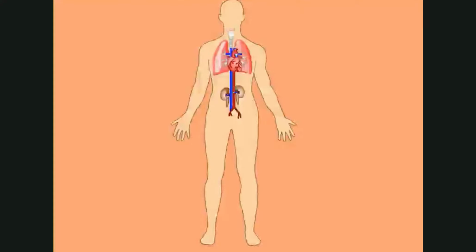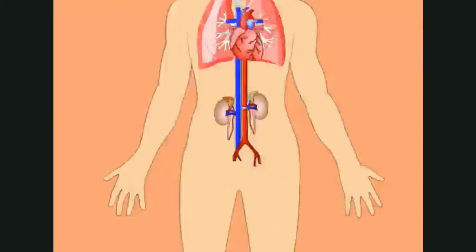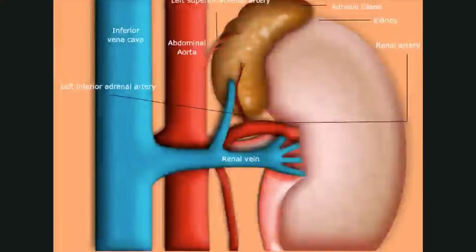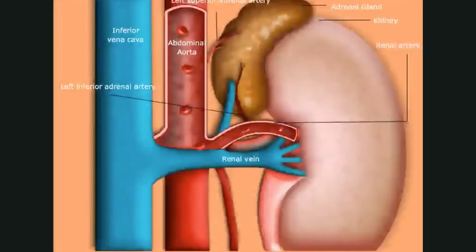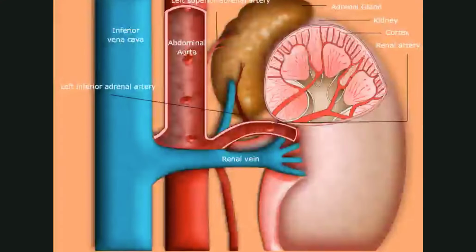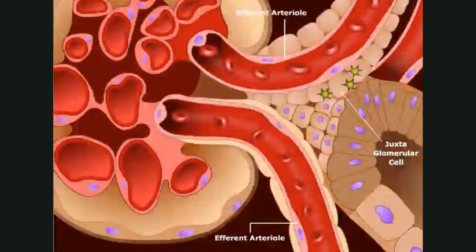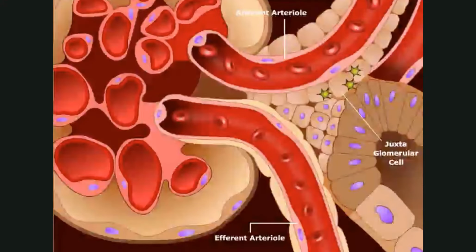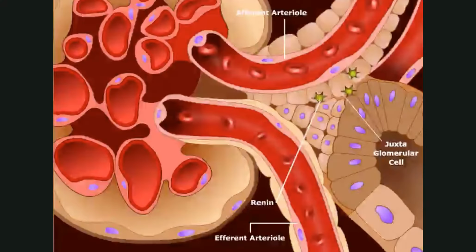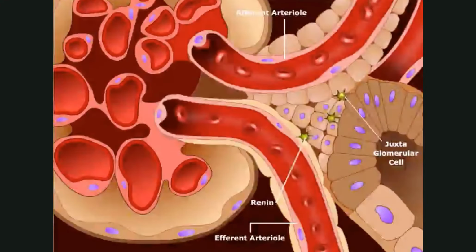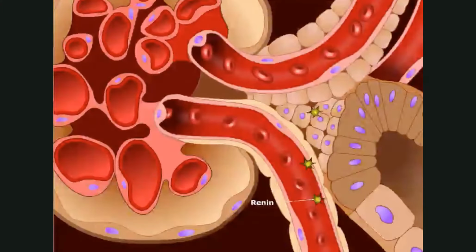We will now review the activation of the renin-angiotensin-aldosterone system in response to reduced blood pressure. Let's take a closer look at the kidney. A decrease in blood pressure results in a reduced perfusion to the kidneys. This reduces the tension within the wall of afferent arterioles, which stimulates renin release from juxtaglomerular cells. Renin release is also stimulated by increased sympathetic activity.